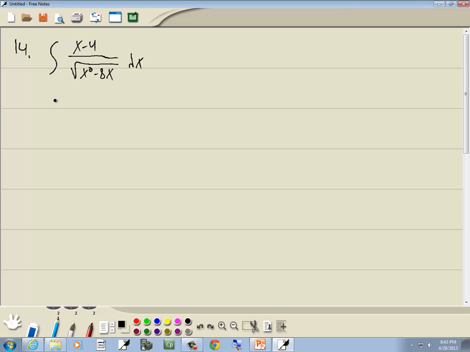Remember our first basic rule of the u-substitution: if you've got parentheses to a power, you let u equal what's inside the parentheses. If you've got a radical, try to let u equal what's inside the radical. So let's do that first. u is equal to x squared minus 8x. The derivative of that would give us 2x minus 8 dx. And I notice these both have a 2 in common, so I can factor that out.